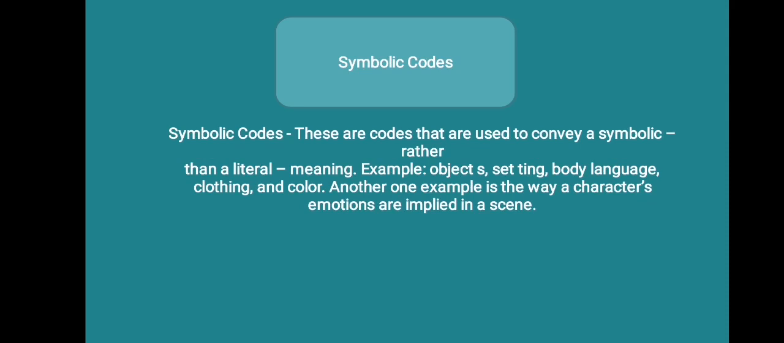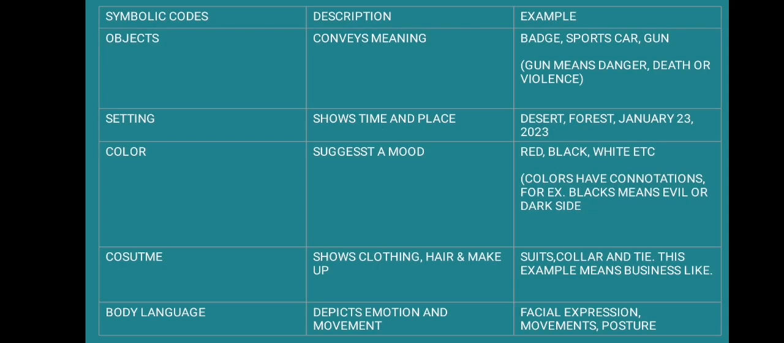Next naman is the symbolic codes. Symbolic codes, these are the codes that are used to convey a symbolic rather than literal meaning. So for example natin is objects, settings, body language, clothing, and color. Another example is the way a character's emotion are implied in a scene. So meron ako dito example. Ito yung symbolic codes: object, setting, colors, costume, and body language.